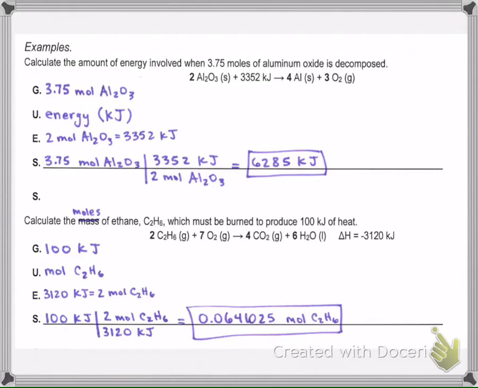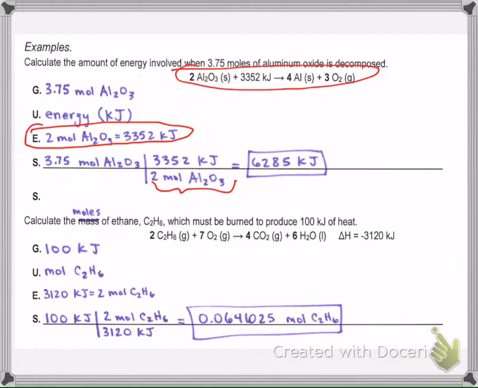Okay, so this top is the example I just did. It's just a more clean view. Those of you who like to use the GUESS method, our given was 3.75 moles, unknown is energy. The equation that I used is from your balanced chemical equation. So I looked at the ratio, starting with our given, mole ratio per amount of energy produced, and this is our answer here.